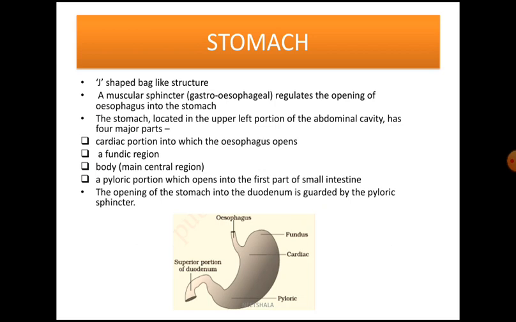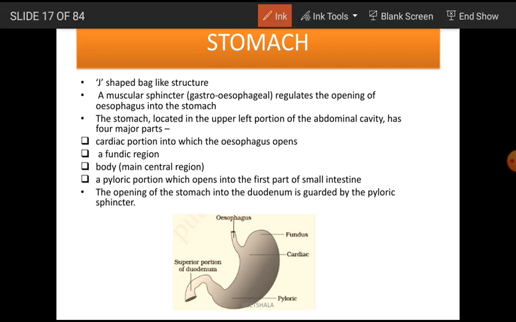Now talking about the stomach. Stomach is a J-shaped bag-like structure. Now, there are certain sphincters. Sphincters are basically muscles that regulate the closing and opening of passages. So you have two sphincters associated with the stomach. One is present over here, permitting the entry of food from the esophagus to the stomach. Since it is present at the junction between the esophagus and stomach, it is known as the gastroesophageal sphincter, which is known as the GOS, which regulates the opening of the esophagus into the stomach.